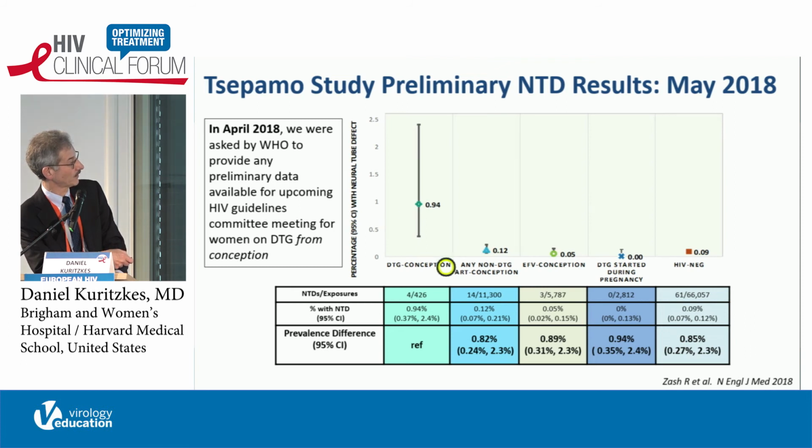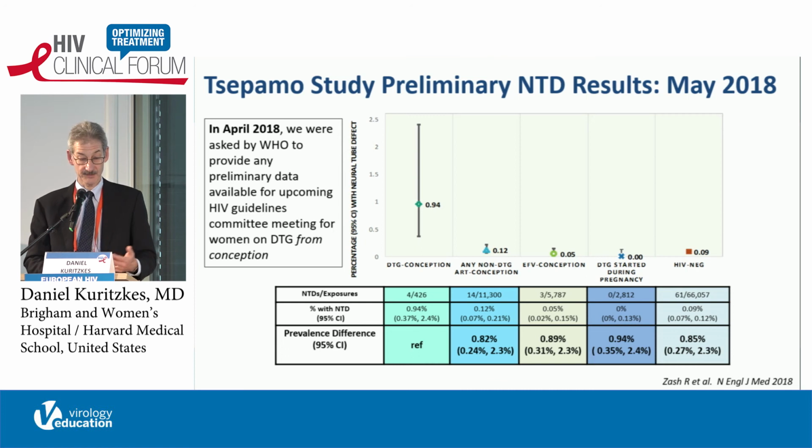compared to 0.12 for any non-dolutegravir regimen at conception, 0.05 for efavirenz, and 0 for people who started dolutegravir later. And this was a statistically significant difference. This was based on 4 babies born with neural tube defects out of more than 400 births, compared to 0 out of nearly 3,000 births for those who started dolutegravir later.